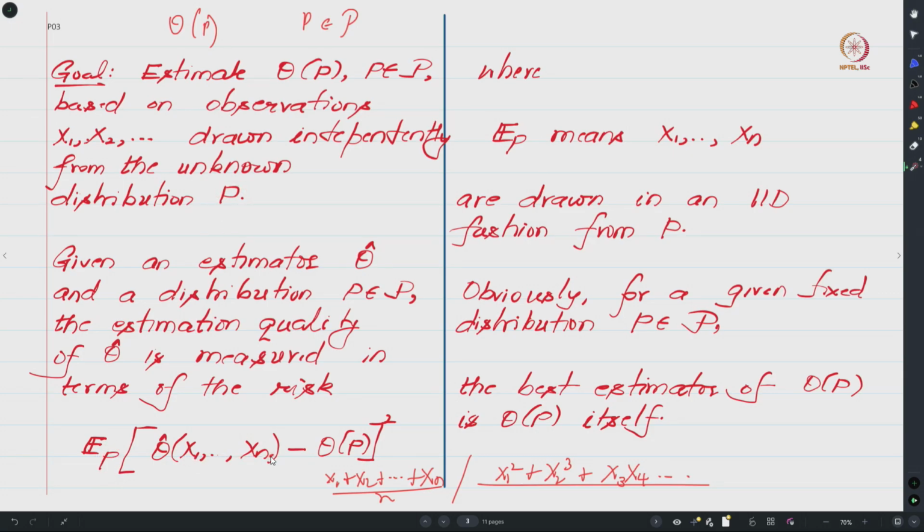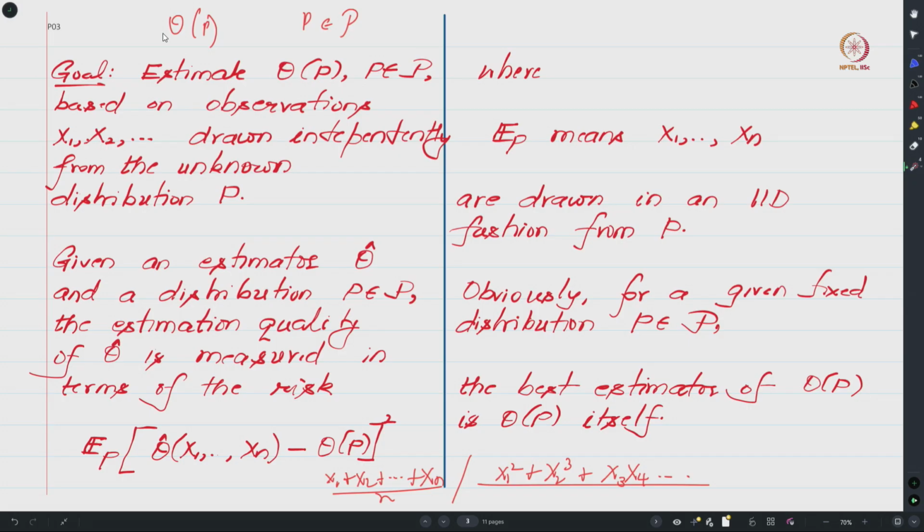So these are your random variables, and theta hat is a function of these random variables, hence this itself is a random variable, and we are looking at the expectation of the difference between this quantity and this quantity. In particular, we are looking at the square of this difference. Is this okay? So now one can ask, what is the best estimator for finding theta of P?